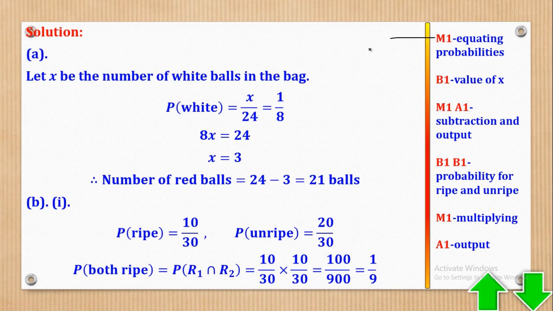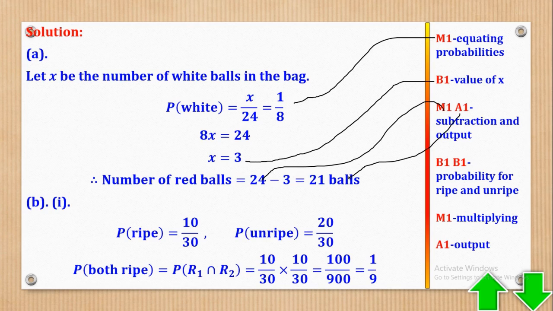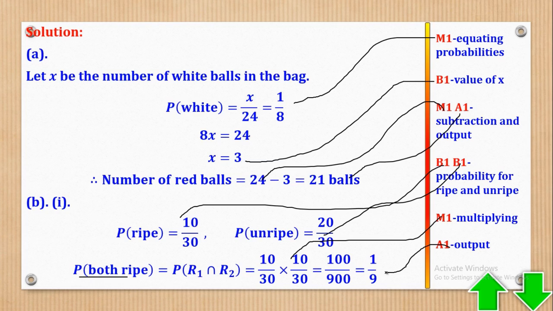So M1 for equating the probabilities, B1 for the value of x, M1 for subtraction, and A1 for the number of red balls. Then B1 for the probability of ripe and another B1 for the probability of unripe. Then M1 for multiplying the two probabilities to come up with the probability of both ripe, and A1 for the output.